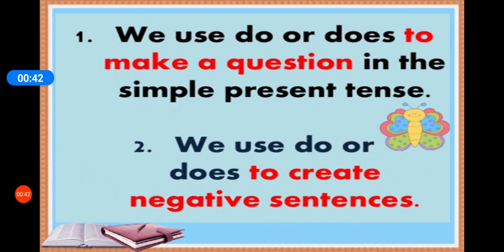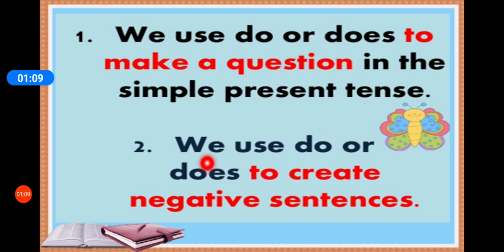Children, we use do or does to make a question in the simple present tense. That means when we want to frame a sentence asking a question, then we make use of these two words, do or does.